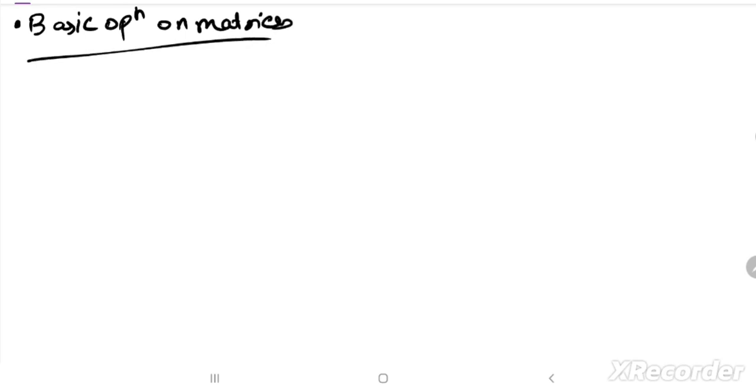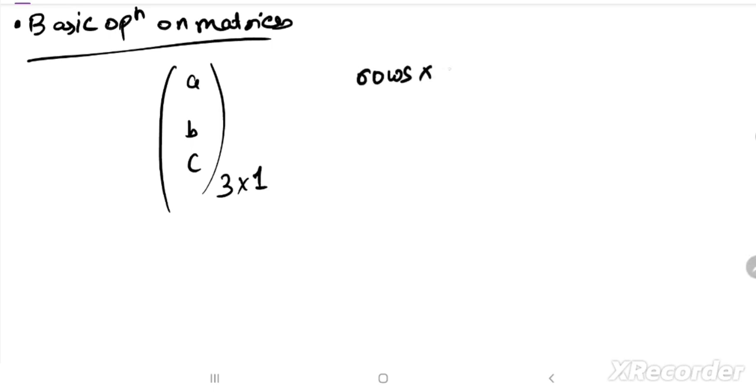Now, first thing is that suppose I consider a matrix with entries A, B, C. How many rows are there? Number of rows is 3, and number of columns is 1. So this is called a 3 cross 1 matrix. So basically we represent the matrix in terms of number of rows times number of columns. Addition of matrices: for addition, the order must be the same.